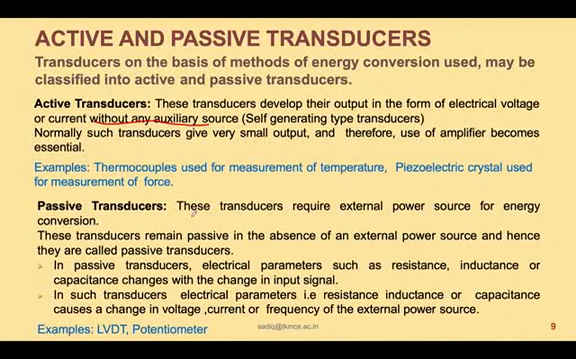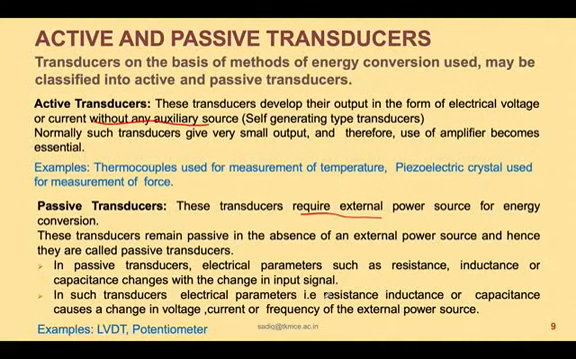Passive transducers, on the other hand, require an external power signal for their functioning. They are called passive transducers because in the absence of an external power source, these transducers are passive. In passive transducers, electrical parameters such as resistance, inductance or capacitance change with the change in input signal. In such transducers, the change in resistance, inductance or capacitance causes a change in voltage, current or frequency of the input external power source.